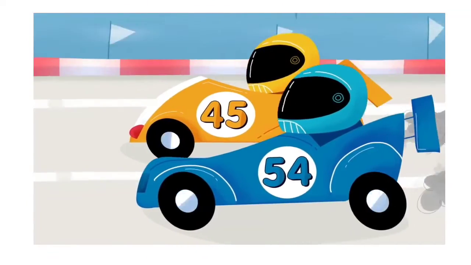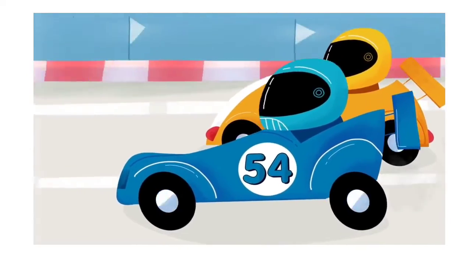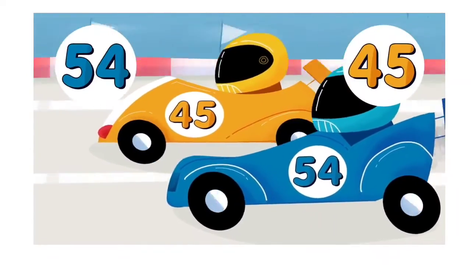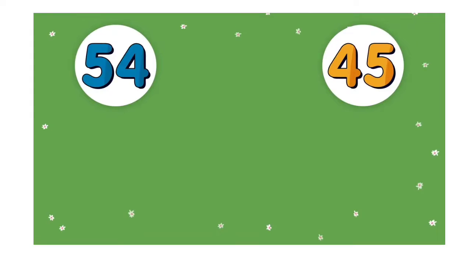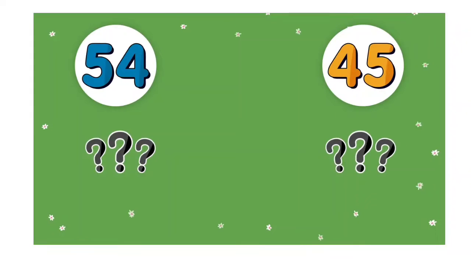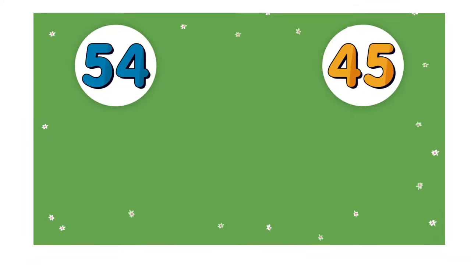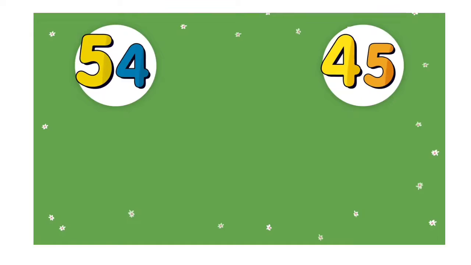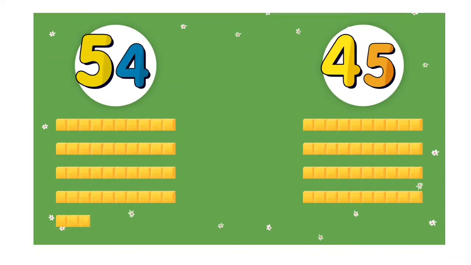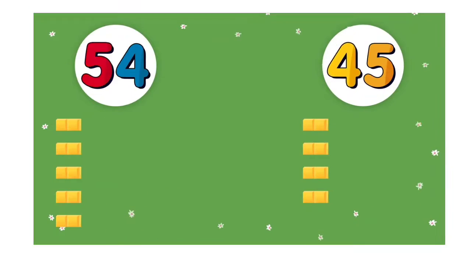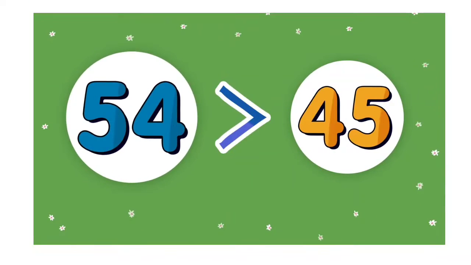I can hear some cars getting ready to race. Let's compare their numbers. Do you remember where we start when we compare? They both have 4s and 5s in their number. But the one with the 5 in the tens place has a greater value. That's why we should always start at the left with the largest place. 54 is greater than 45. That also means that 45 is less than 54.